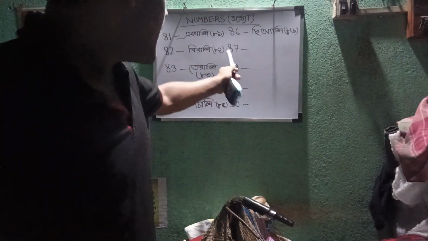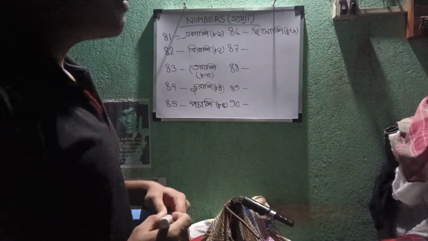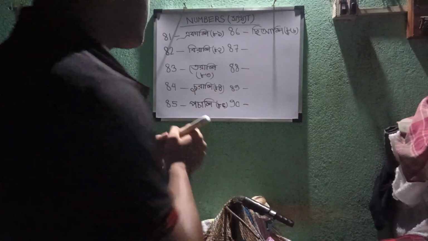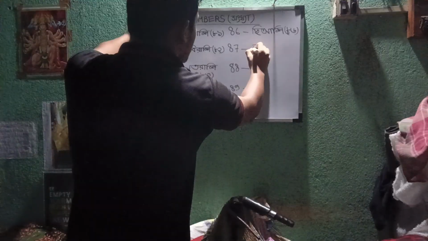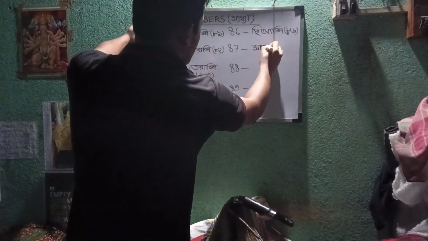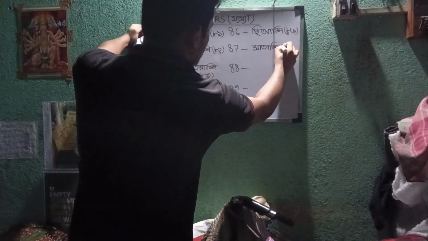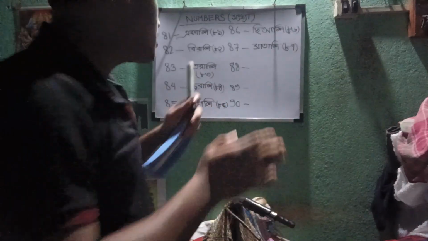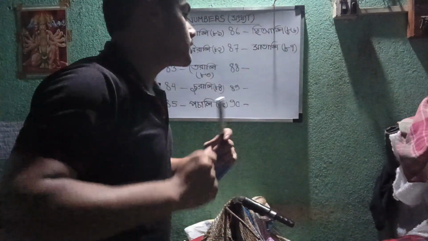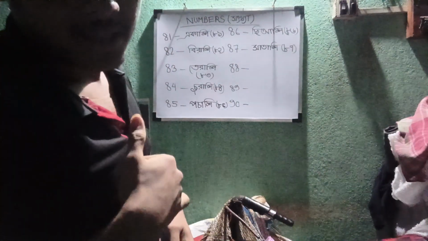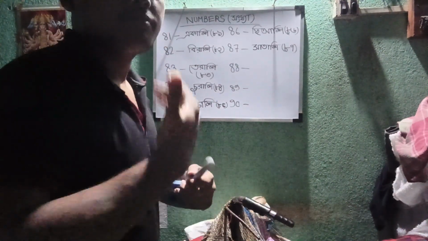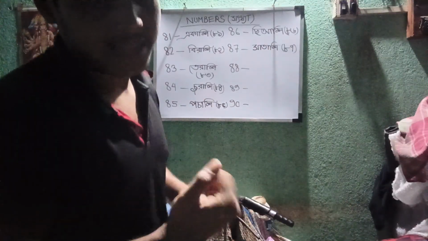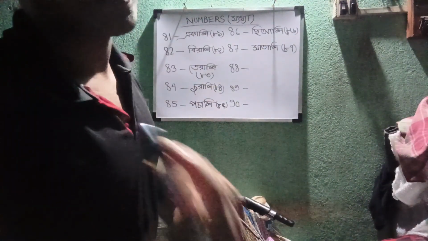After chhiyâshi, 86, we have 87. Means sâtâshi. So 8 and 7, this is 87, sâtâshi. After sâtâshi we have 88. 88 means ûnônb'ôi. This is not âtâshi.